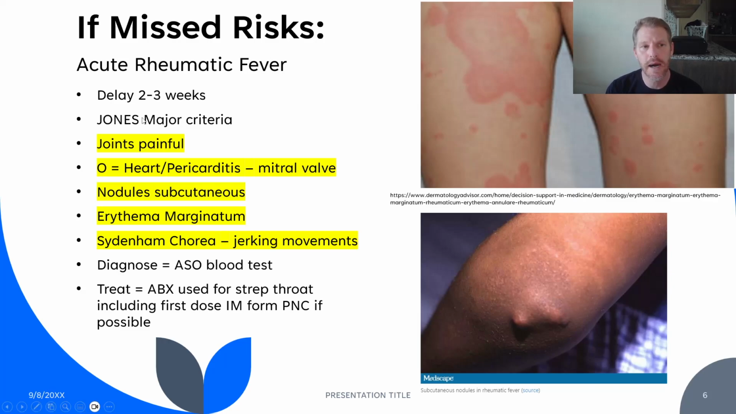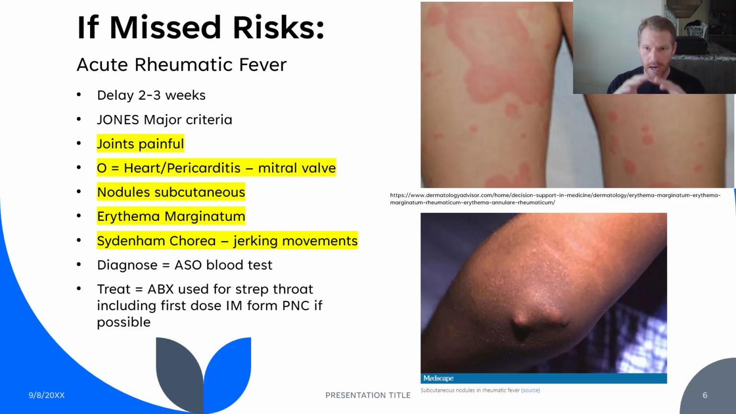So the one thing that I memorized from going to school is the Jones criteria. JONES is essentially an acronym to help you remember some of the symptoms. The J is for joints. There will be a diffuse joint involvement. It can be symmetrical, can be asymmetrical, but most kids don't complain about joint pain unless there's something going on.